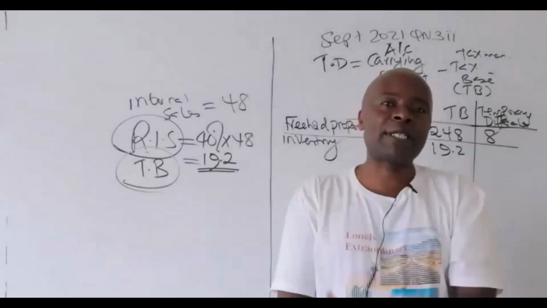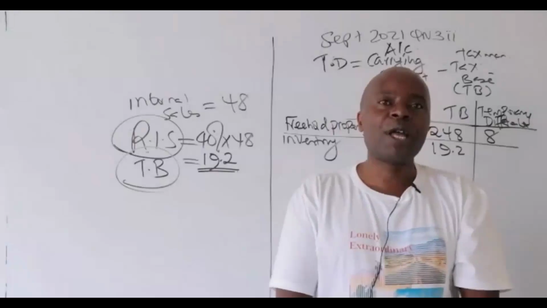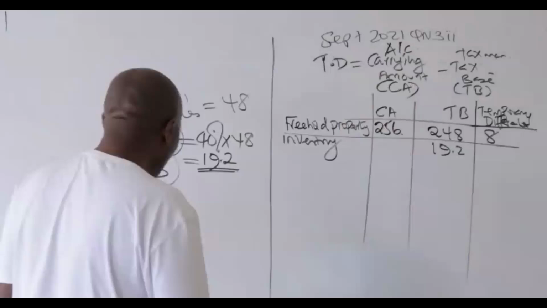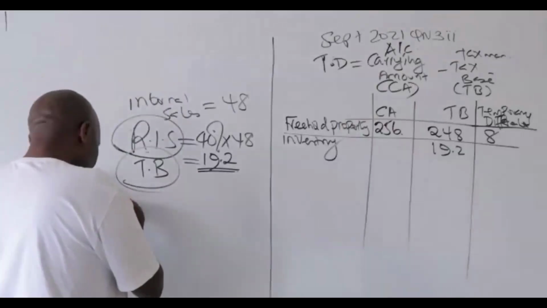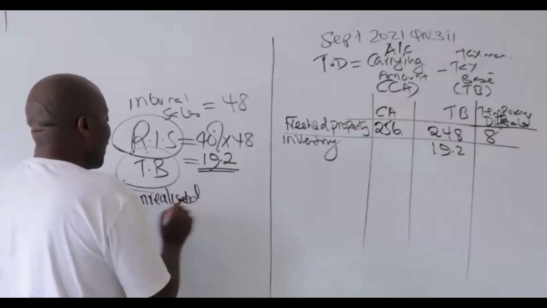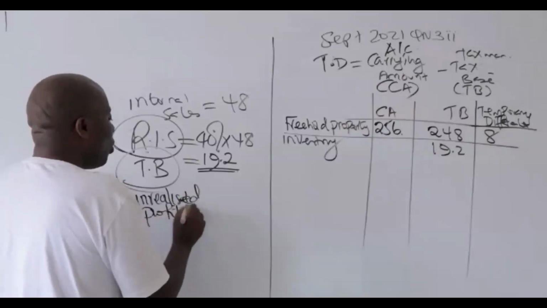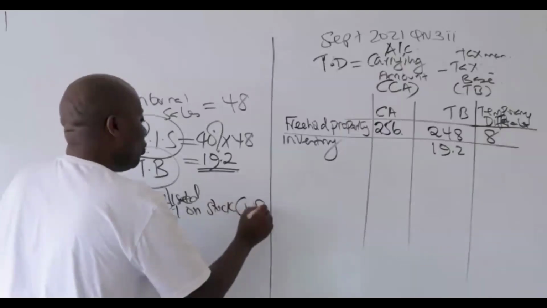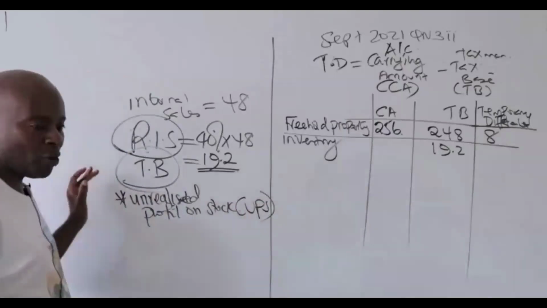Now we happen to be having some profit inside there. Then what do we do ourselves? Of course, we shall make some adjustments here. So you must come and give me what we call unrealized profit on stock, UPS.